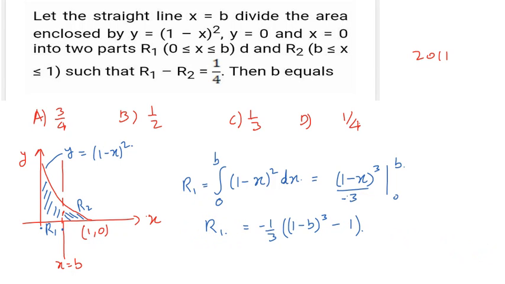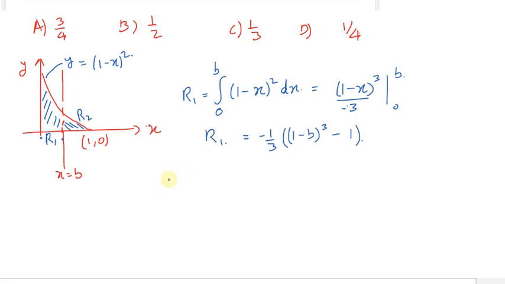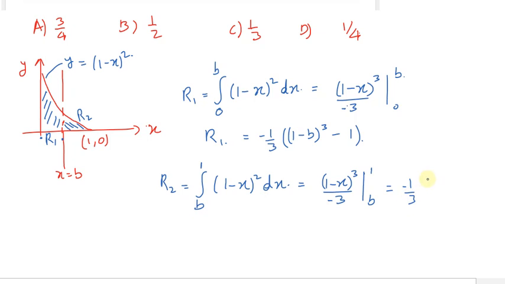Similarly, I'll have R2 also. R2 will be obtained as the integral of the same curve, that is 1 minus x whole square dx, but this time the limits will be from b to 1. So that is going to be again 1 minus x whole cube divided by minus 3, putting the limits b to 1. Substituting the limits, minus 1 by 3 I have taken common first of all. When I put 1 it's going to be 0 and when I put b it's going to be minus 1 minus b whole cube.